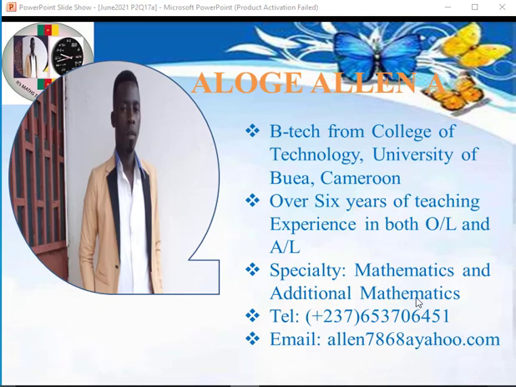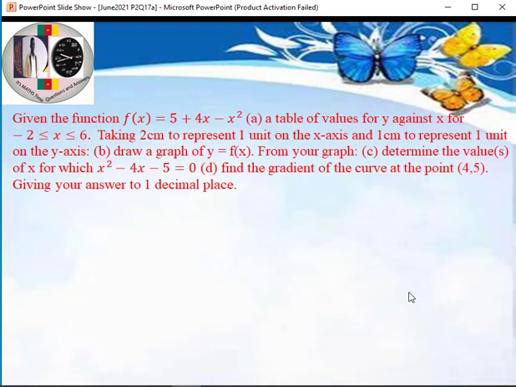Today's question is a request from one of our subscribers, and the question is taken from the Cameroon GCE board 2021, and it talks about graphing. The question says that given the function f of x, where f of x equals 5 plus 4x minus x squared, a, construct a table of values of y against x for which minus 2 is less than or equal to x and x is less than or equal to 6.